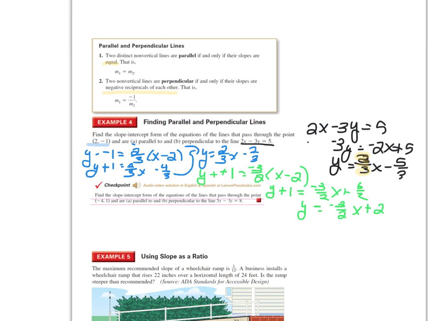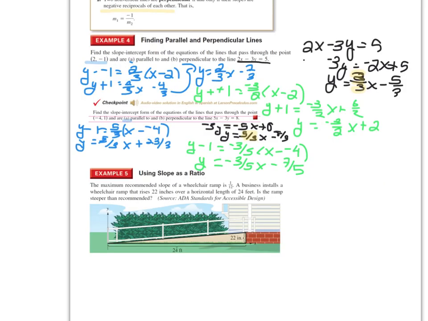Okay, you got a checkpoint? Go ahead and pause. Once you're ready, turn it back on and let's see if you got it right. Pause. Okay, here's the answer. Hopefully you got it right. We're moving on to example 5, which is an actual word example.